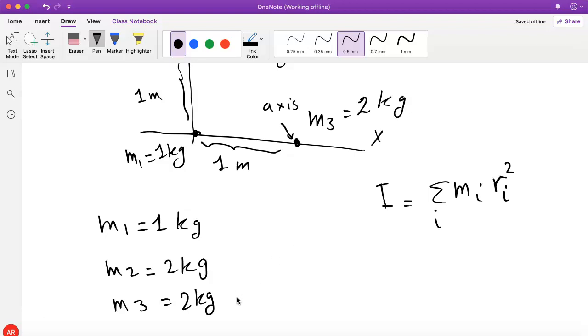So for M3 it's easy, right? The axis is going right through it, so there is 0 distance. So R3 I know is 0. For M1, the distance is given to us directly, right? M1 is here, the axis is here, perpendicular to the board. So 1 meter is the distance between the mass and the axis. So R1 is 1.